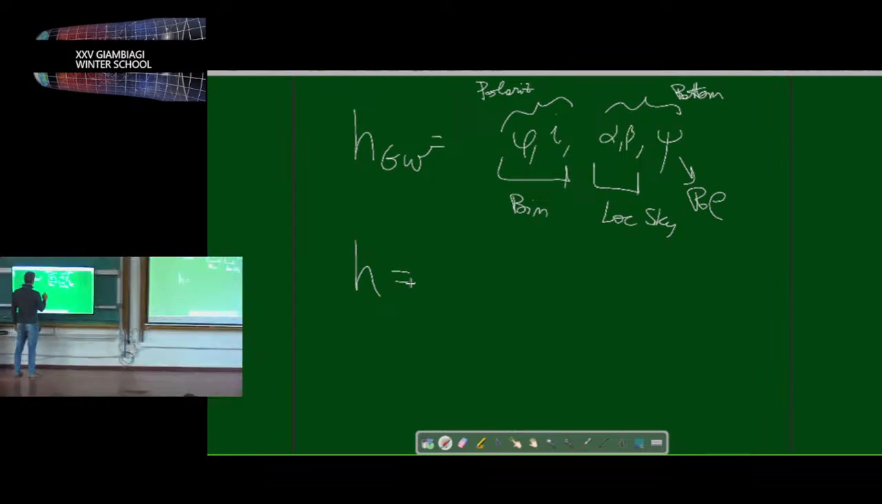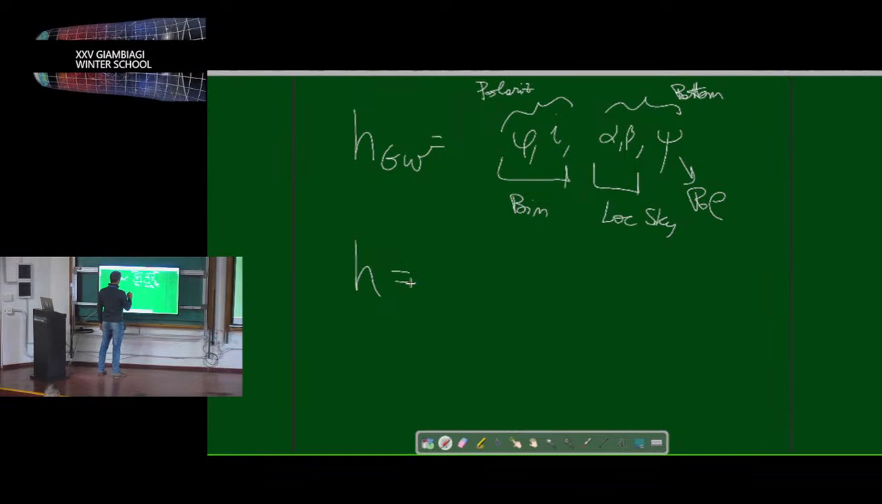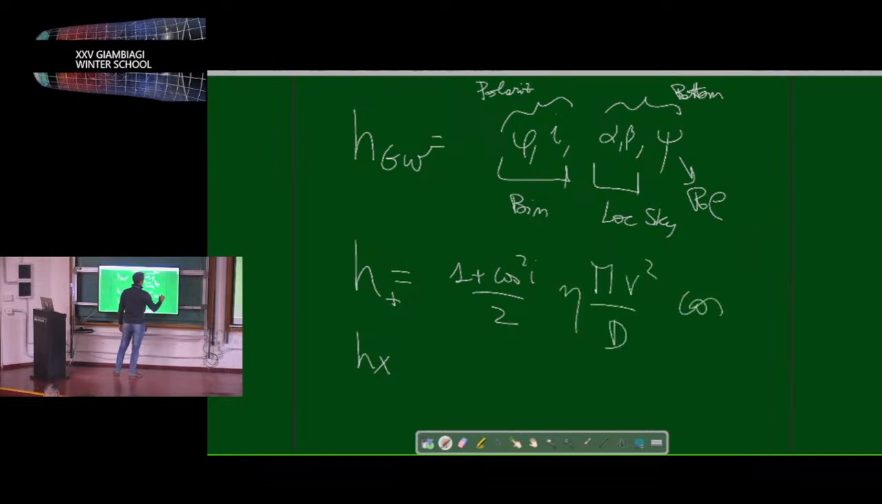I want to show you how to, okay, remember, we have h plus and h cross. In h plus, we have 1 plus cosine squared iota over 2. And then we have the factor that depends on the quadrupole. And then we have some cosine of phi. Okay, this is the typical structure of the waveform.